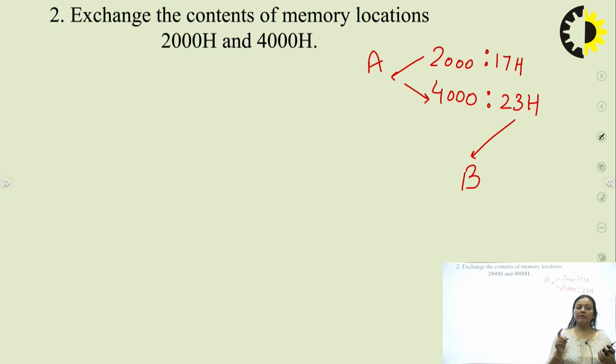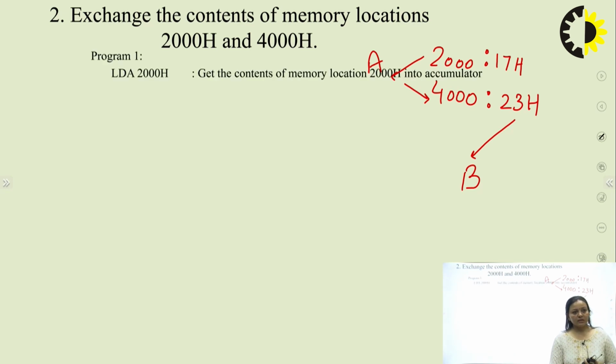Whatever you have in register B, move it to the accumulator and then paste it to location 2000. So we'll see how we can do it with the help of instructions. First is LDA 2000. LDA says load accumulator with the contents present at address 2000. So 2000 is the address which has data 17, which is being moved to the accumulator.